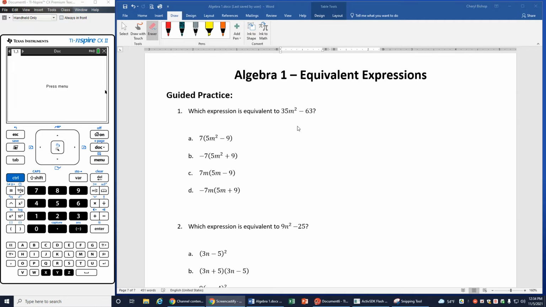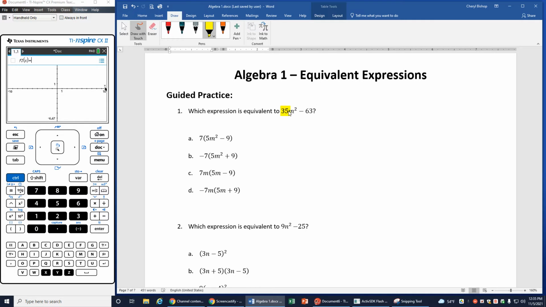And then a third option, which is what I'm going to show you today, is we can put this first expression into y equals in our graphing calculator, and then we can graph each one of these on top of it until we find one that lands exactly matching. So let me show you that. I'm going to graph this 35m squared minus 63. I'm going to use an x because we're graphing and it won't graph m's: 35x squared minus 63.